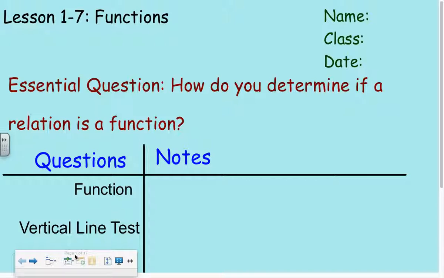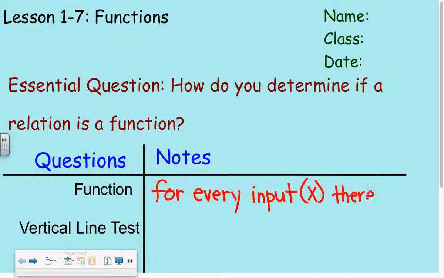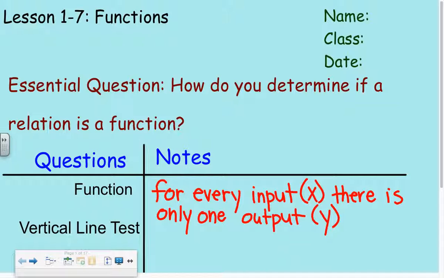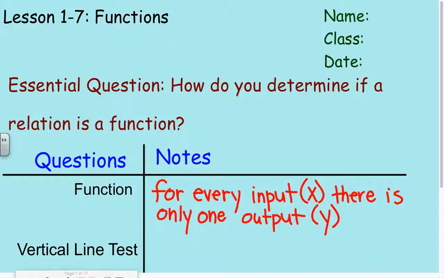So to determine if something is a function means that for every input, which is our x variable, there is only one output. So y. So for every x, there is only one y.